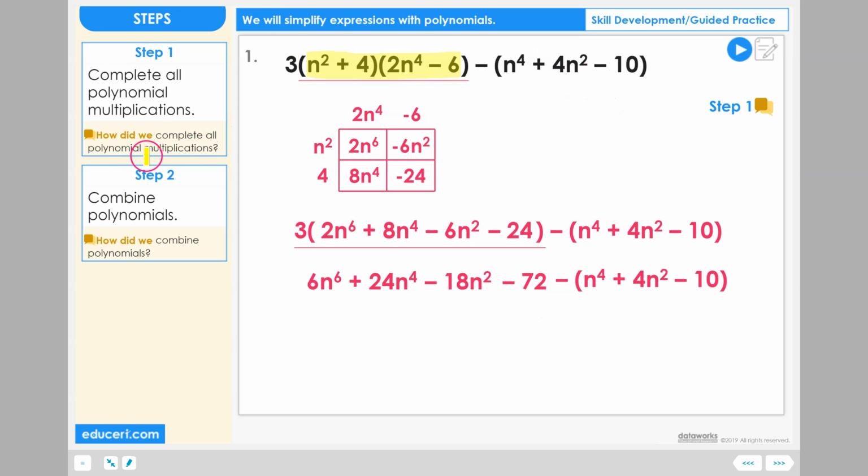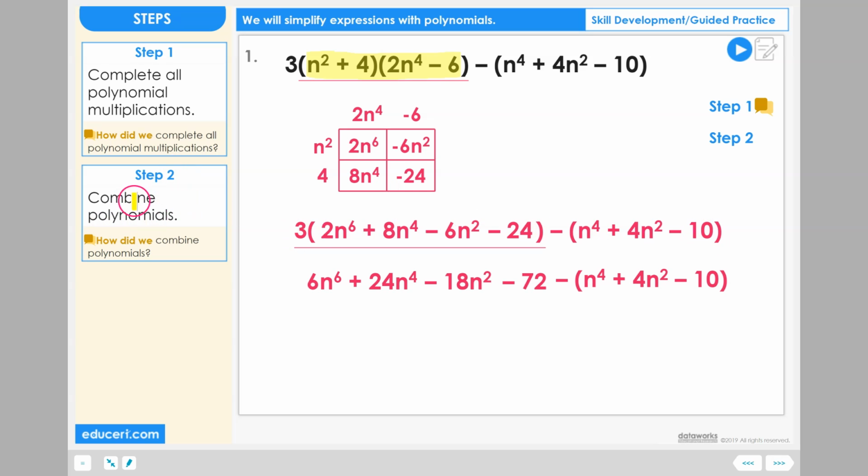How did we complete all polynomial multiplications? To complete the polynomial multiplication, we multiplied the two polynomials away from the expression, but then we take the result and we put it back into the original expression so that we can continue simplifying the whole expression.